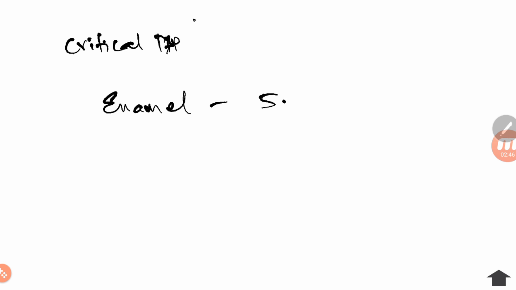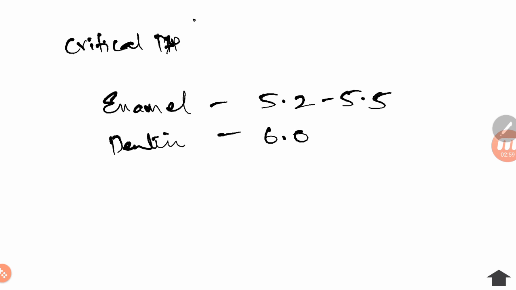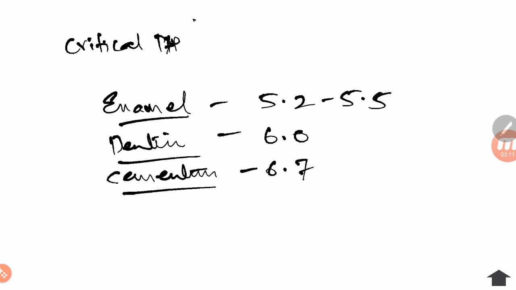We all know about the critical pH. It is the pH below which there will be dissolution of the dental hard tissues. So the critical pH for the enamel, they will ask questions, is 5.2 to 5.5. For the dentin, the critical pH will rise a bit, because dentin has less inorganic content when compared with the enamel, that is 6, and the critical pH of the cementum is 6.7. So these are the important values. Enamel 5.2 to 5.5, dentin 6, cementum 6.7.